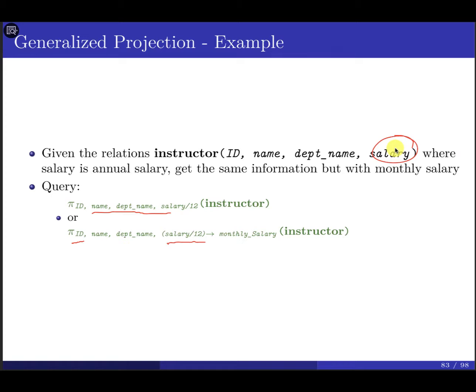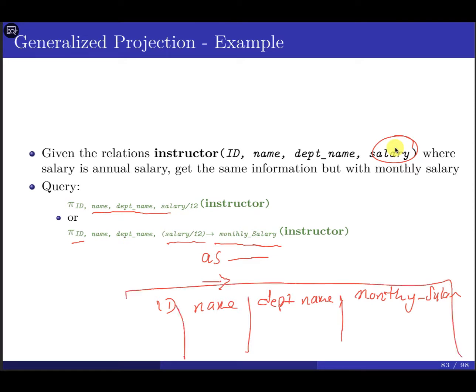And I prefer to rename this one. Remember, you can either use as, new relation, or you can use the right arrow, in order to specify the name of this attribute. So this is going to be the bottom of the result. It's going to have the ID, name, and department name. Then we're going to have here the monthly salary. So we have these columns, and this is the result, whatever the value is going to be. Let's say monthly.